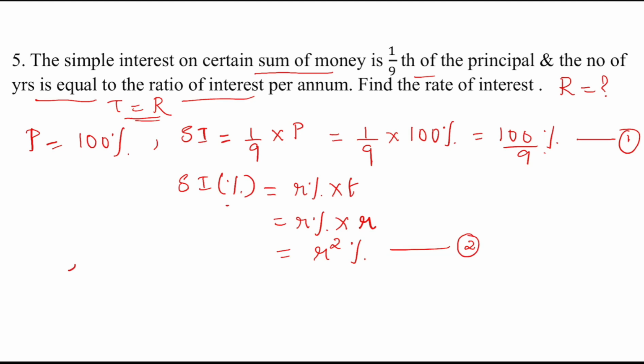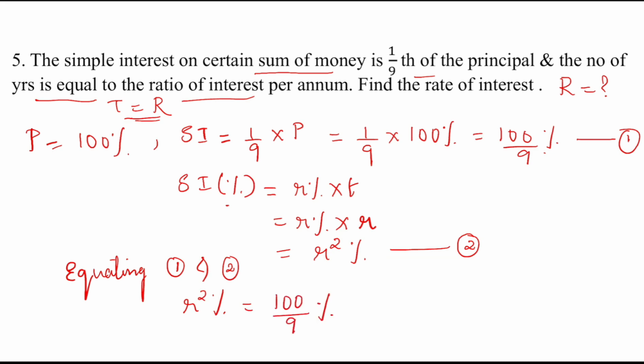So I can directly equate equation 1 and 2. So what I get? It is R square percent is equal to 100 divided by 9%. So what will remain? 1% and 1% will cancel. So what will remain? R square is equal to 100 by 9.